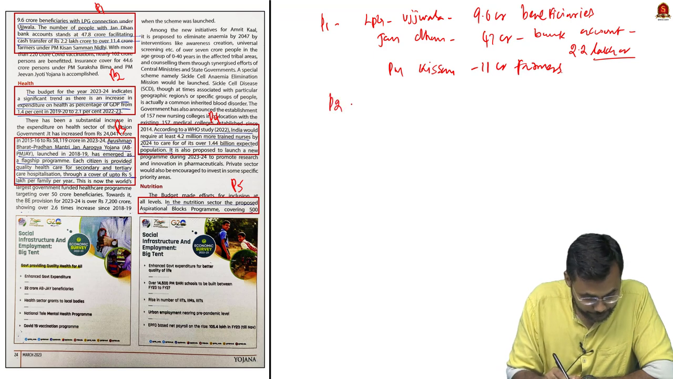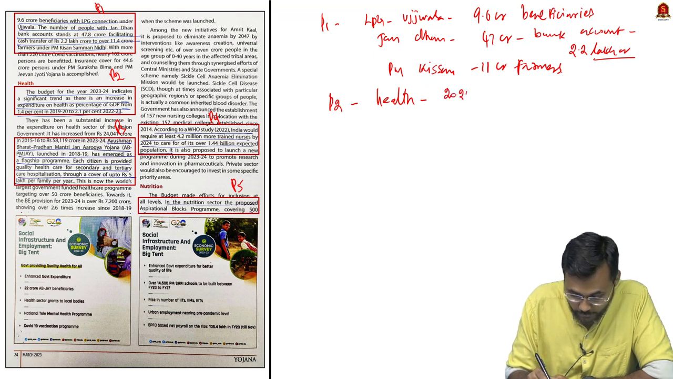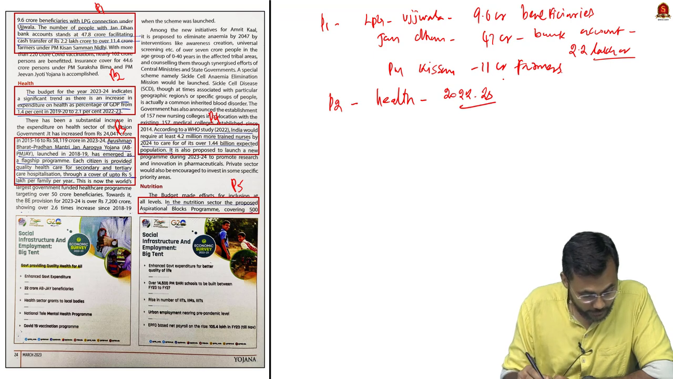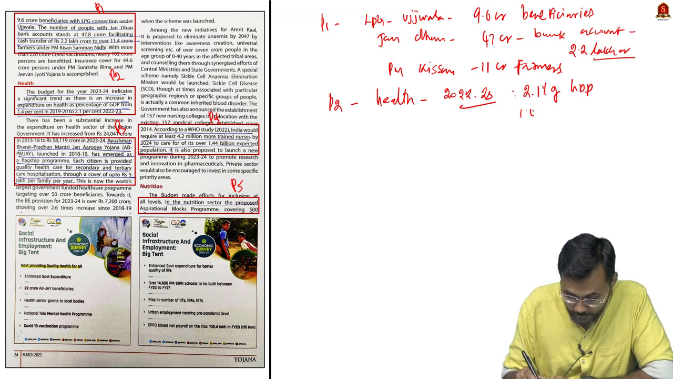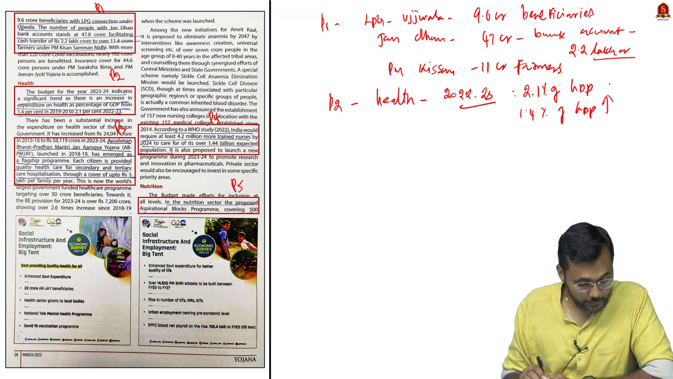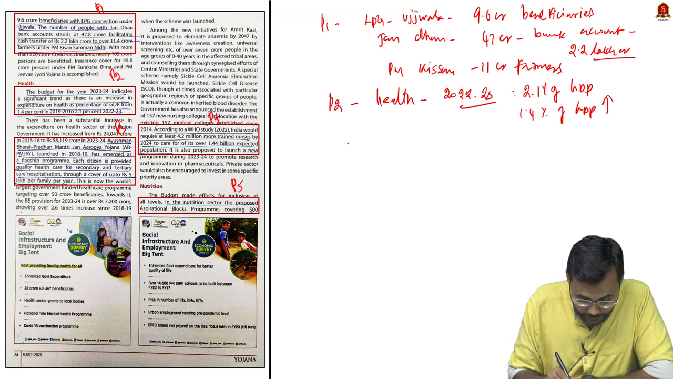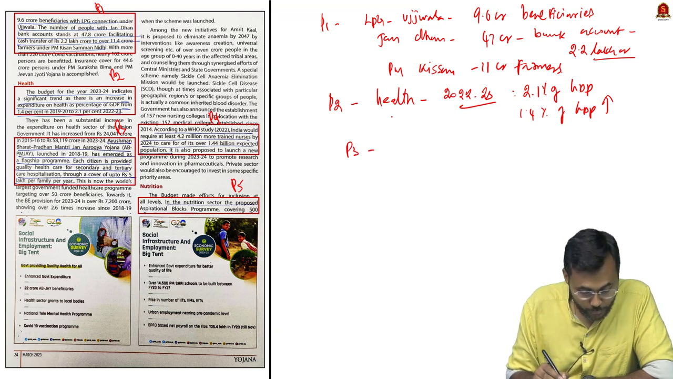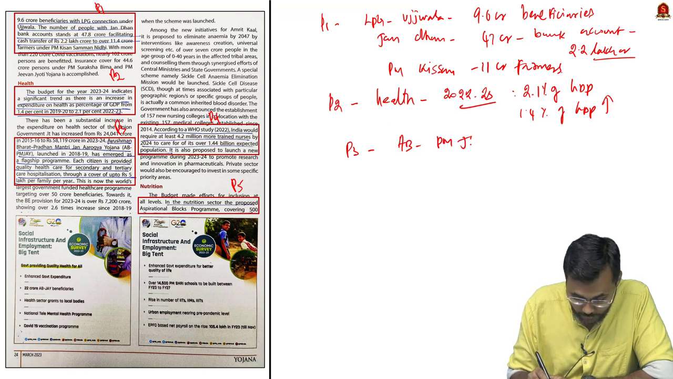Whereas in paragraph 2, regarding health, some data are given. So in the year 2022-23, health expenditure is around 2.1% of GDP. Previously it was around 1.4% of GDP. So there is an increase in health expenditure by the government. And some of the schemes are given in paragraph 3. That is, one is Aayushman Bharat Pradhan Mantri Jan Arogya Yojana.